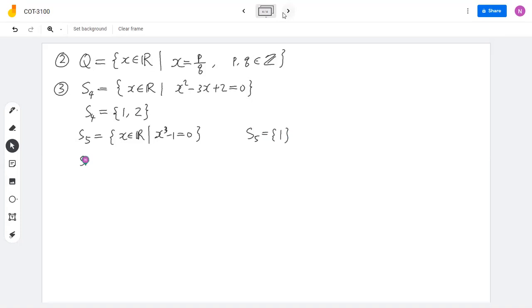And similarly, if I write x in C, that is, I change my ground set to C, and use the same property, x cubed minus 1 equals 0, now you can see that S6 actually contains 3 elements, because now it contains two more complex numbers, which are, if I did this calculation correctly, minus 1/2 plus 1/2 square root of 3 times i, and minus 1/2 minus 1/2 square root of 3 times i.